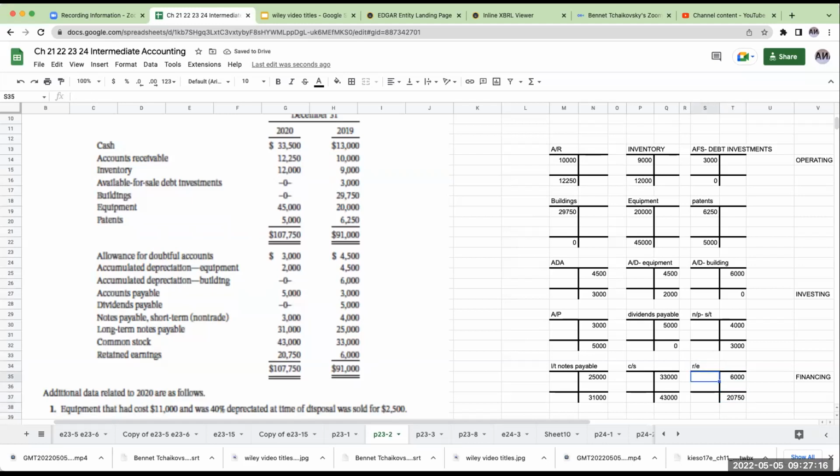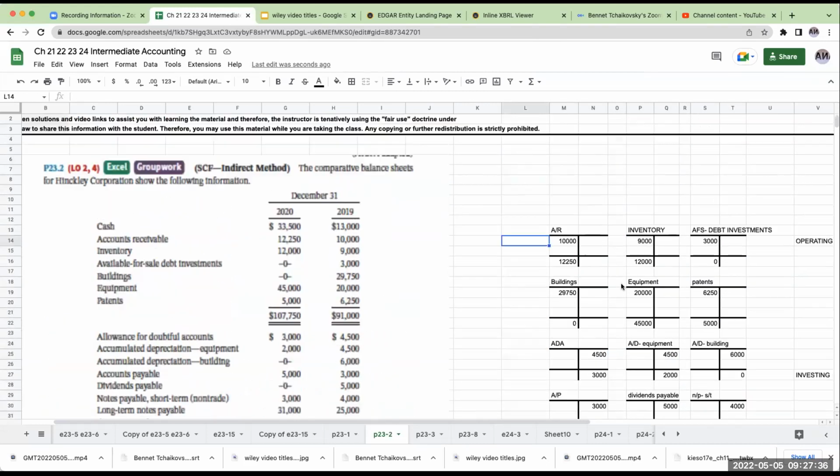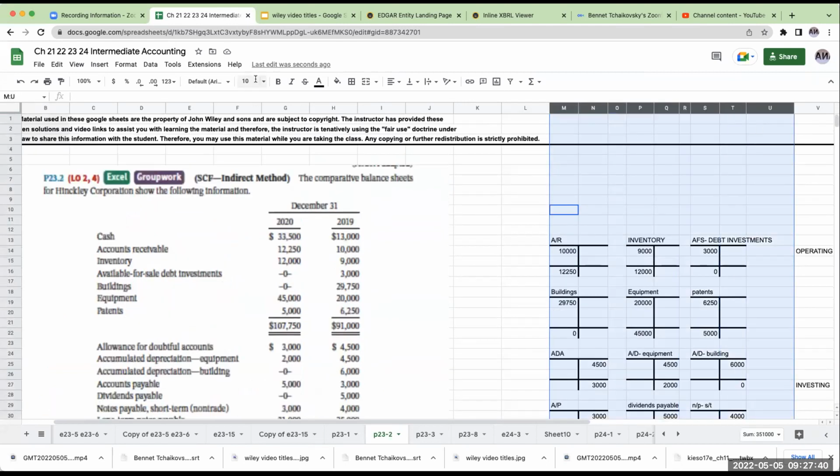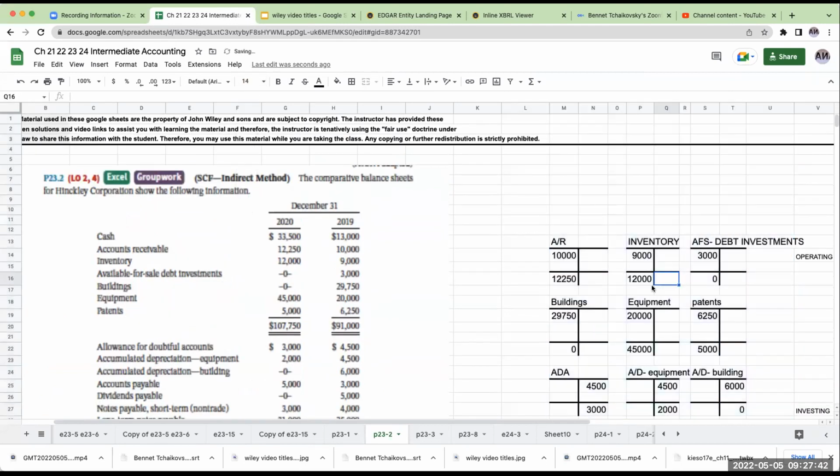So I just want to make sure that I listed out everything over here correctly. AP, okay. 6, 4,500, 4,500. Okay, and I think this looks good. Okay, so we've gone through and we have set up the T accounts, right? So I've gone through and I have set up all of these different T accounts.